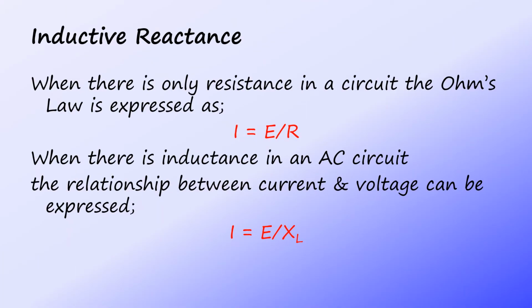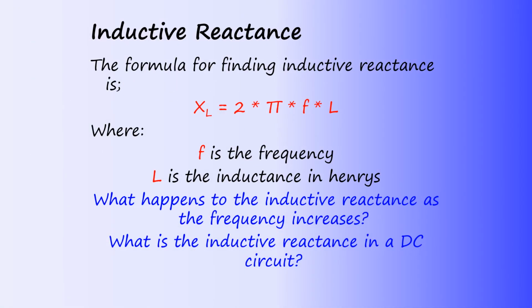When there are only resistors in a circuit, Ohm's law is expressed as current equals voltage divided by resistance. When there is inductance in an alternating current circuit, the relationship between current and voltage can be expressed: current equals voltage divided by inductive reactance. The formula for finding inductive reactance is inductive reactance equals 2 times pi times the frequency times the inductance.